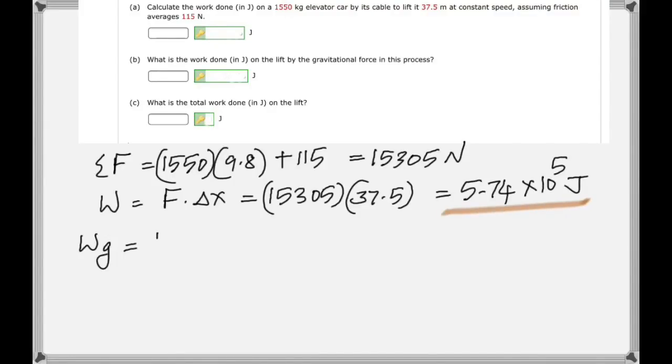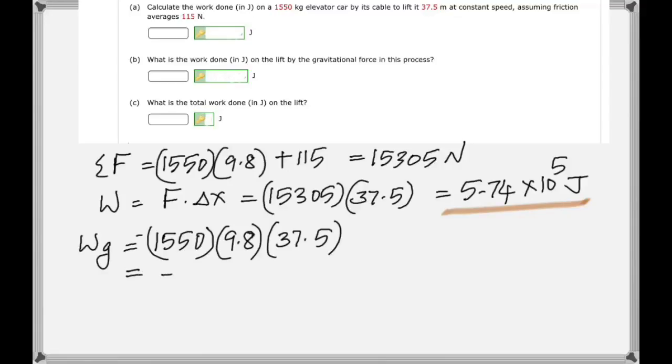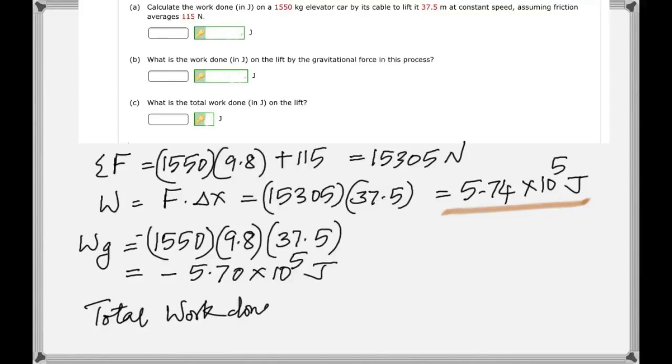Then you're asked to find the work done by the gravitational force. Remember, it's moving opposite to the gravitational force, so the work done by the gravitational force is going to be negative, because theta is 180 degrees and cosine of 180 degrees is -1. And the total work done on the lift is of course 0, because you're doing work against gravity and against friction. So when you take the net work, it cancels out, it's 0 joules.